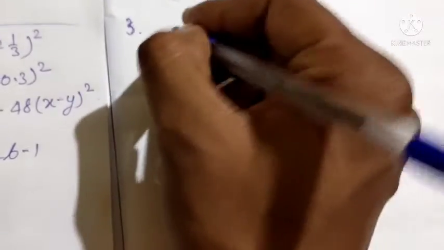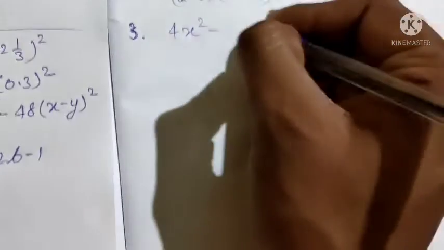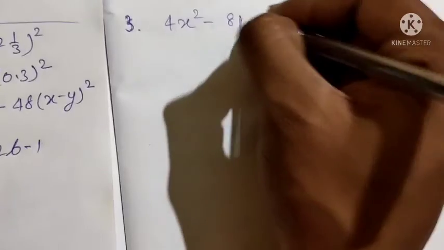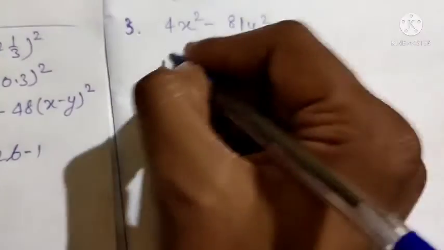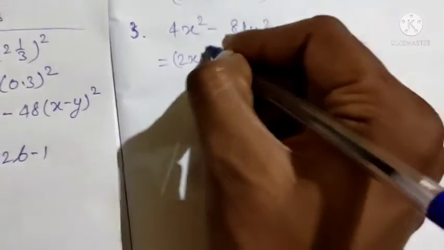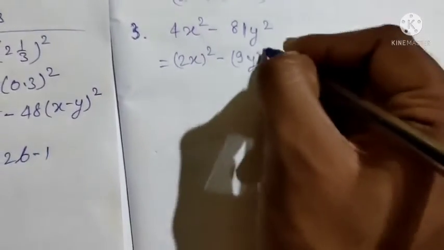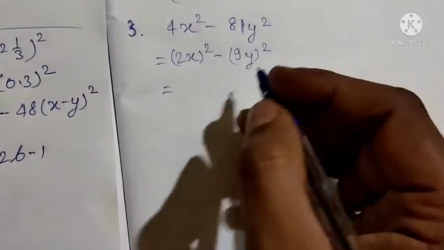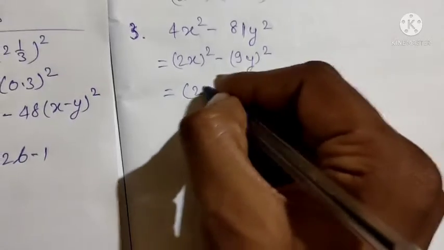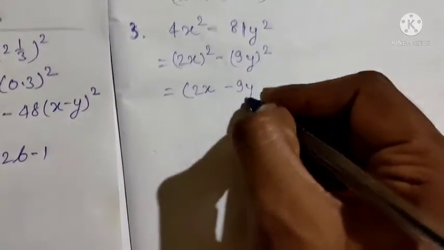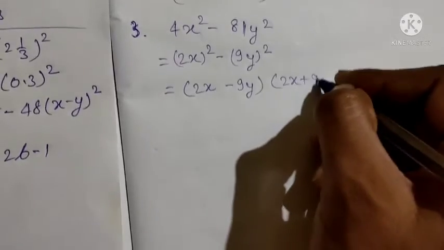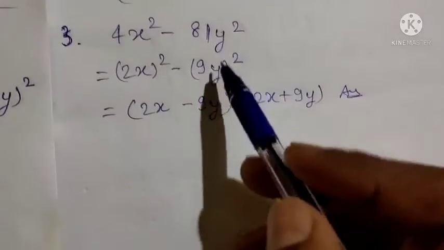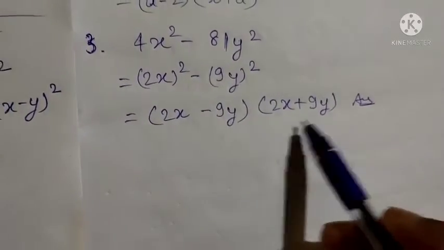Question number 3 is 4x square minus 81y square. We can write it as 2x whole square minus 9y whole square. Now it is again in the form of a square minus b square, so it will be 2x minus 9y into 2x plus 9y. This is your answer: 2x minus 9y into 2x plus 9y.